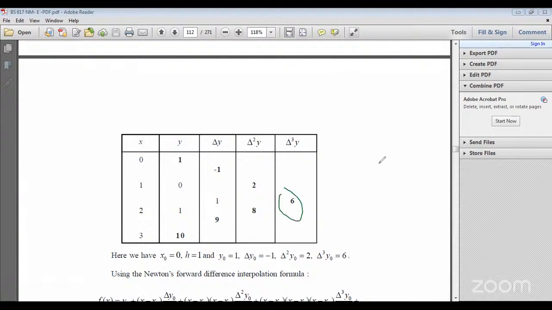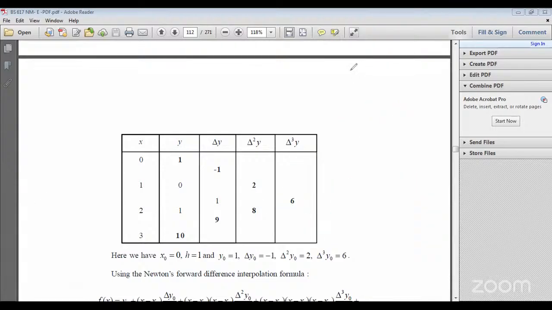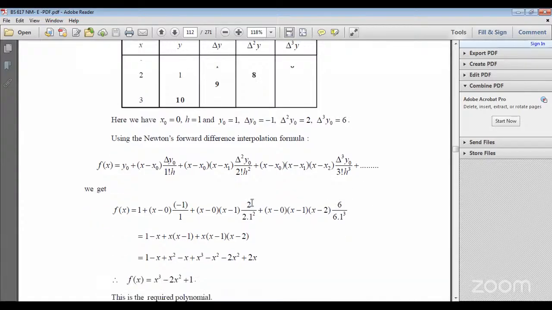There is only one value here, and there is nothing further, because there is no minus, so we can get the table values, only one we are taking here. X naught is equal to 0, x is equal to 1, y naught is equal to 1, del y naught is equal to minus 1, del square is equal to 2, del cube y is equal to 6. So this is the Newton forward difference interpolation formula.